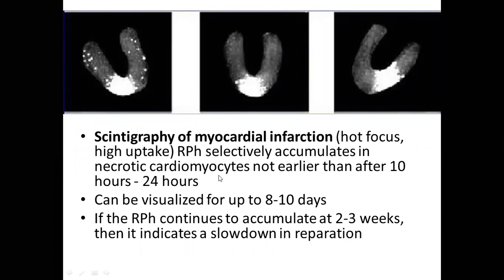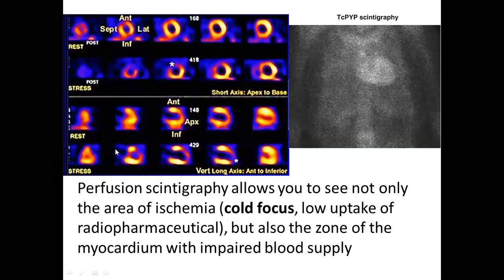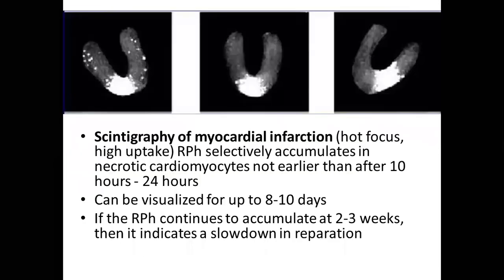This is scintigraphy of myocardial infarction with technetium pertechnetate, and it selectively accumulates in the necrotic cardiomyocytes, which means increased uptake. Here we have a cold focus, or low uptake, right here. In perfusion scintigraphy, that is going to be pathology.